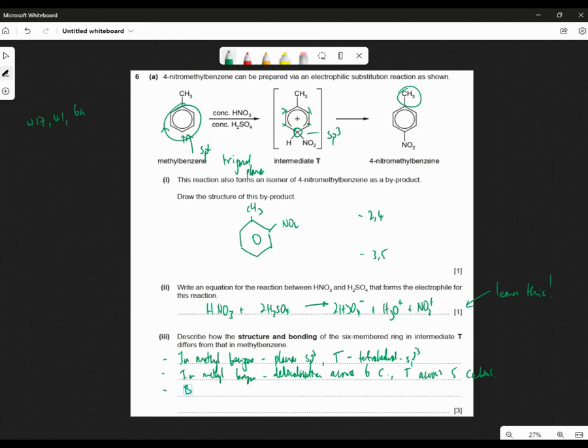The bond angles. This is, to my mind, the same as this one. But you know what? If you can't think of something, just repeat something in a different way. Bond angles in methyl benzene, are they 60? No, they're 120. All of these are 120, aren't they? Because it's sp2. But in T, the bottom carbon is 109.5. Okay. I can't think of anything more than that.